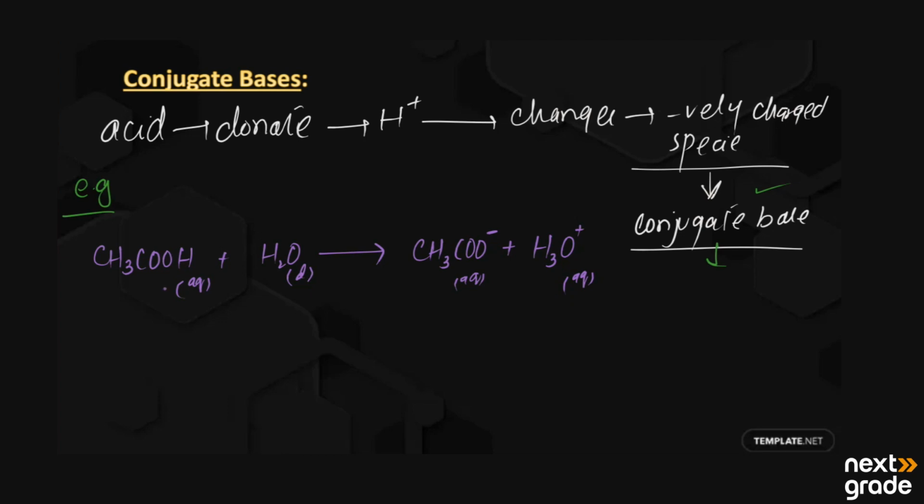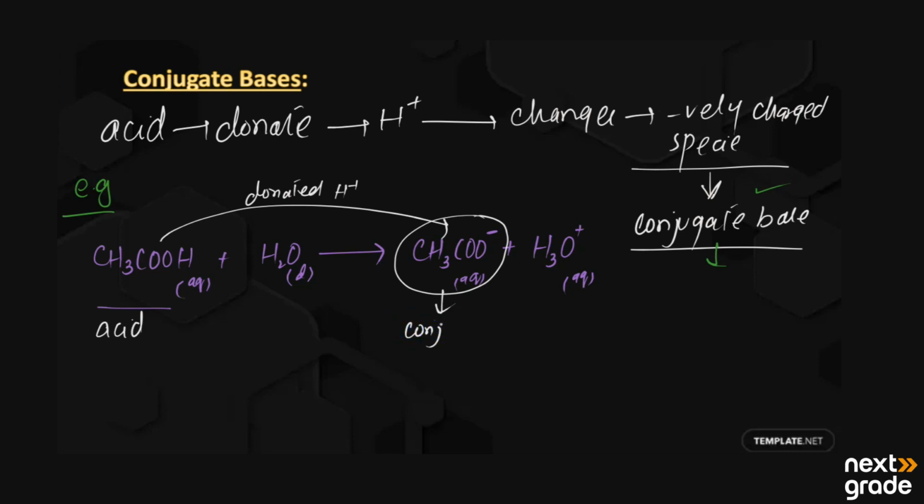So we have a look at acetic acid. Why is it called an acid first? Because it has donated the proton. So it is known as an acid and it has produced a negatively charged species. So this negatively charged species is known as the conjugate base.